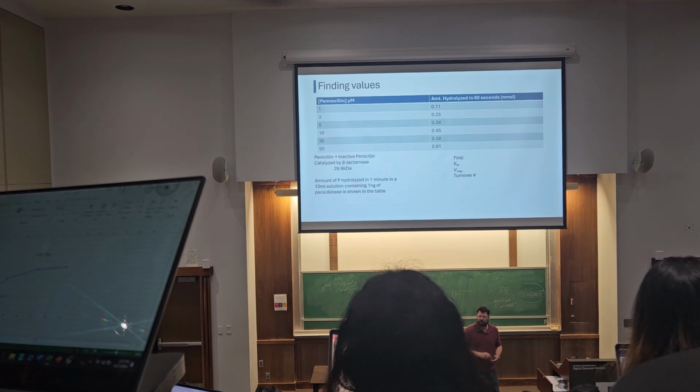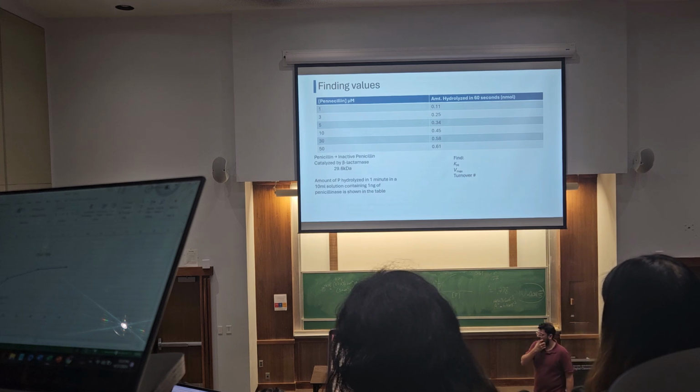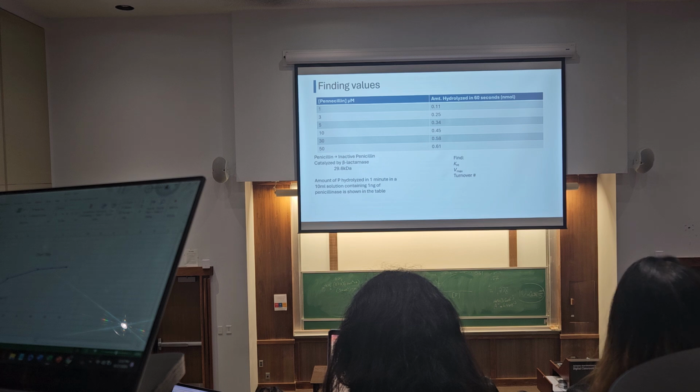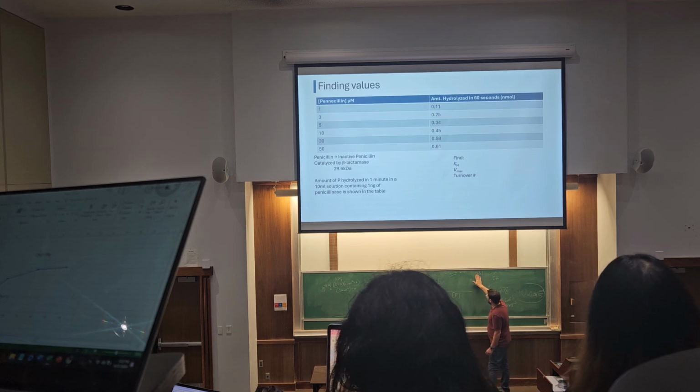Another way to get a little bit more accurate answer. I think we can do one over S, one over V naught, and then find the intercepts. Exactly. Right? So the problem, not that it's necessarily wrong, because the concept is correct, right?